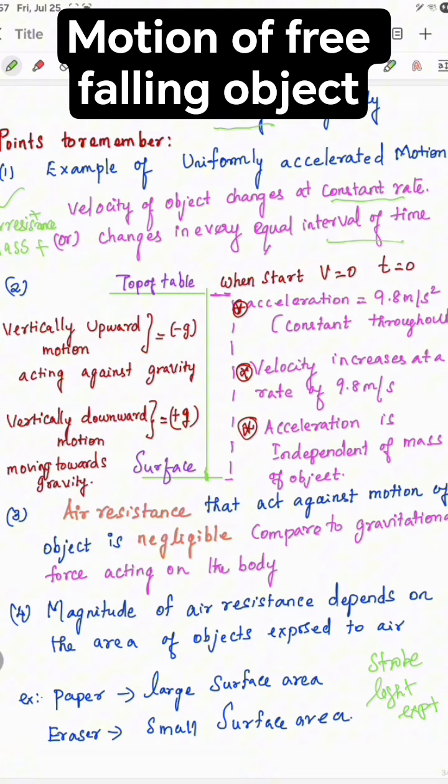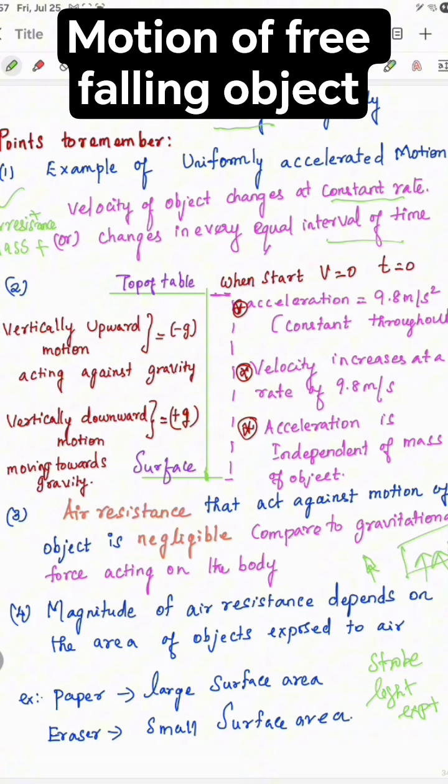But air resistance depends on the surface area of the object exposed. If it is a paper, the area is so large that the air resistance will be much higher compared to an eraser, where it is very little. So depending on this, the air resistance value or magnitude will change.